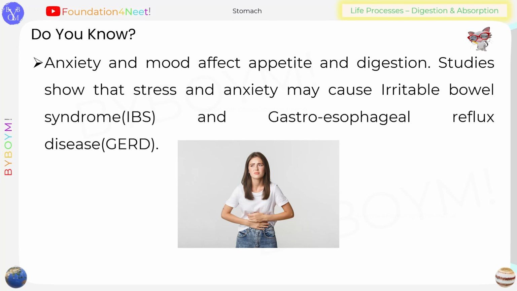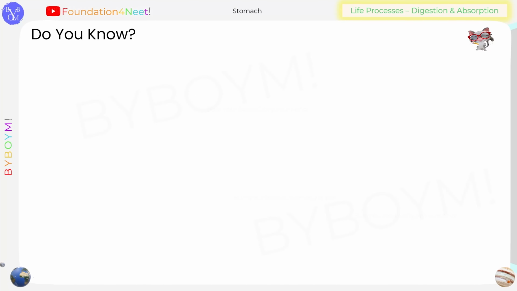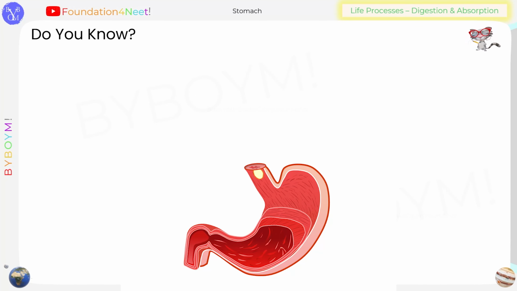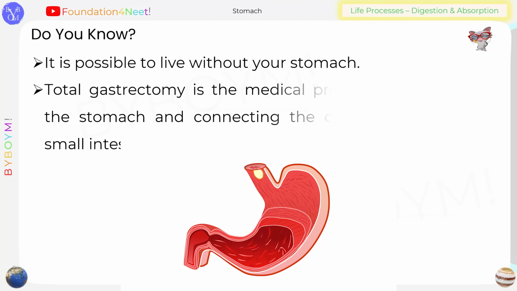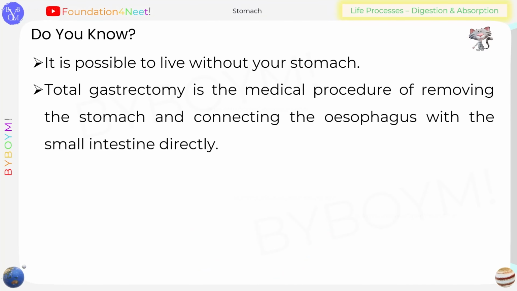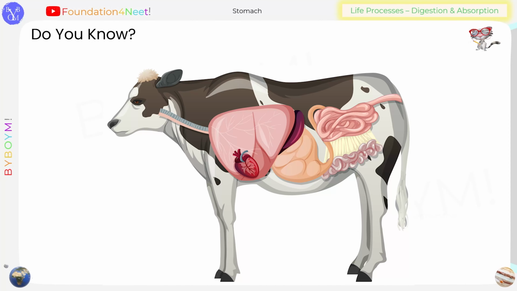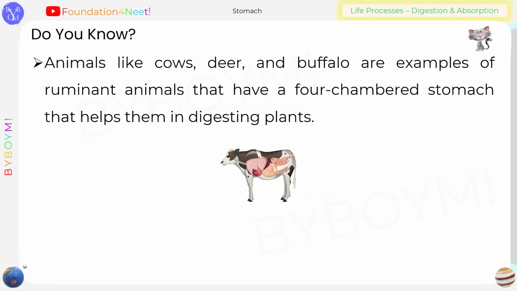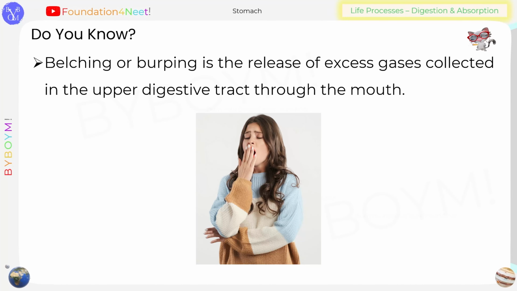Studies show that stress and anxiety may cause irritable bowel syndrome and gastroesophageal reflux disease. The fourth point is that it is possible to live without your stomach. Yes, total gastrectomy is the medical procedure of removing your stomach and connecting the esophagus directly with the small intestine. The fifth point is that animals like cow, deer and buffalo are examples of ruminant animals that have 4-chambered stomachs that help them in digesting plants. Belching or burping is the release of excess gases collected in the upper digestive tract, and this is released through the mouth.